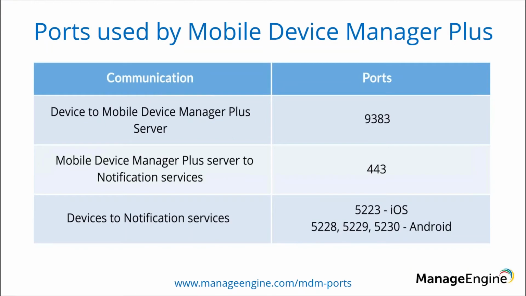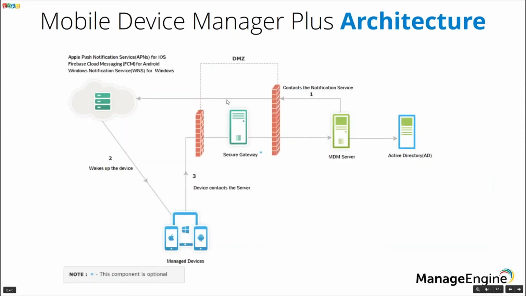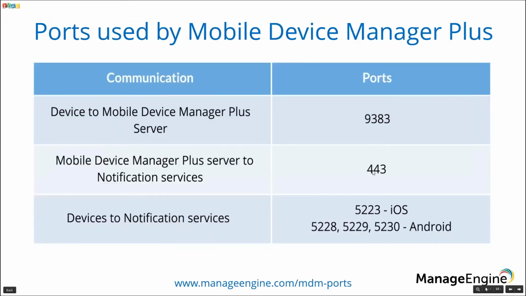In case you are an on-premise customer where you wish to host the solution in-house, these are the ports which you have to allow within your network. For device to server communication, it is 9383. And for Mobile Device Manager Plus server to notification services, it will go through 443. And for the device notification service, these are the list of ports. In case you wish to know about the inbound and outbound port information, you can always visit the link mentioned below.